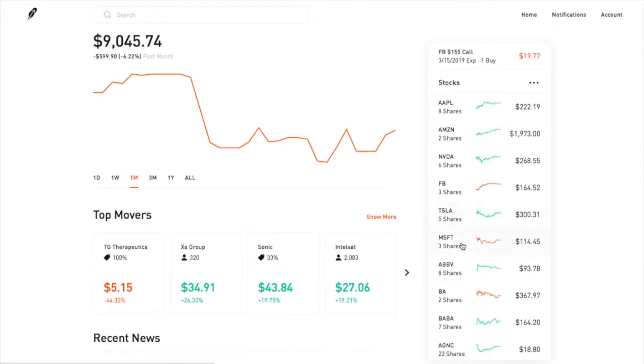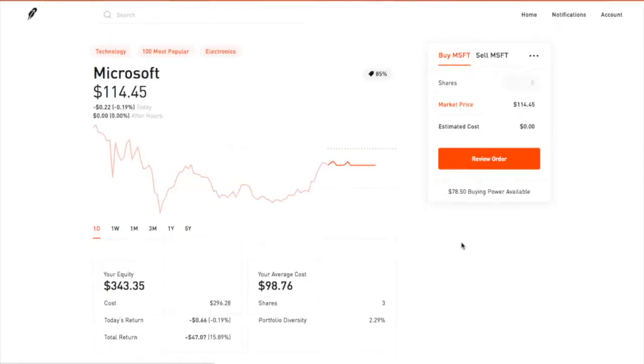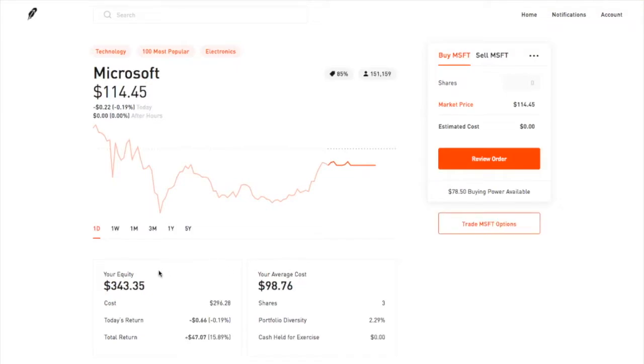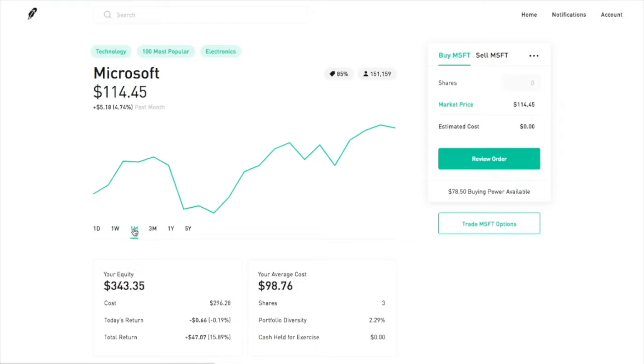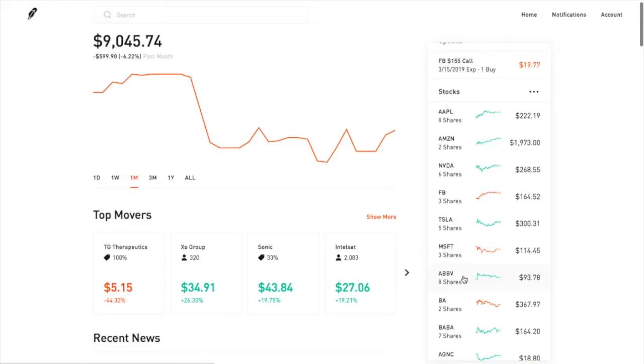Let's look at Microsoft. And Microsoft is at $114.45. And it's basically been down just a little bit today, 0.19%. And let's look at the past week. Past week up nicely at 1.28%. And let's look at the past month. Up very nice at 4.74%. And as you see here, I only have 3 shares of Microsoft. Let's look at the next one. AbbVie.